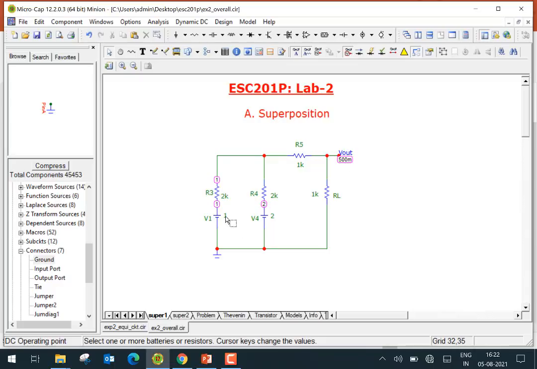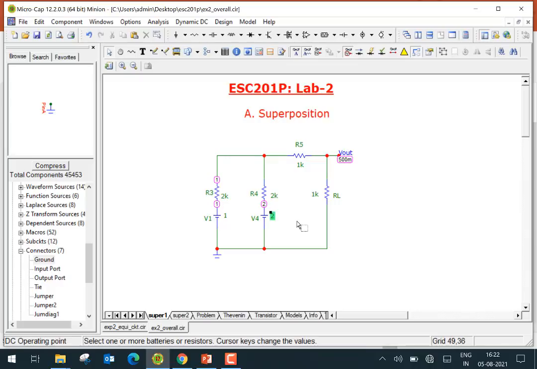What you could do is make this, let's say, 0 here, so you look at the impact of V4 only. So you see 333 point something here. Next, you put this as 0 and you put this back at 1, and you see the impact here, 166. And if you sum them up, you'll get the value which you expected from this one here, when both the inputs are active.